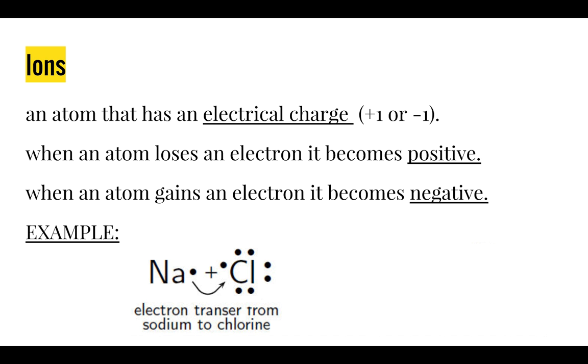Remember, an ion is an atom that has an electrical charge, either gaining an electron or giving it away. When an atom loses an electron, it becomes positive. It's getting rid of something negative. When an atom gains an electron, it becomes more negative. So you can see we have this example of sodium and chlorine. Sodium has 1 valence electron and chlorine has 7. They can then bond together so that they now have 8 in their outermost shell.